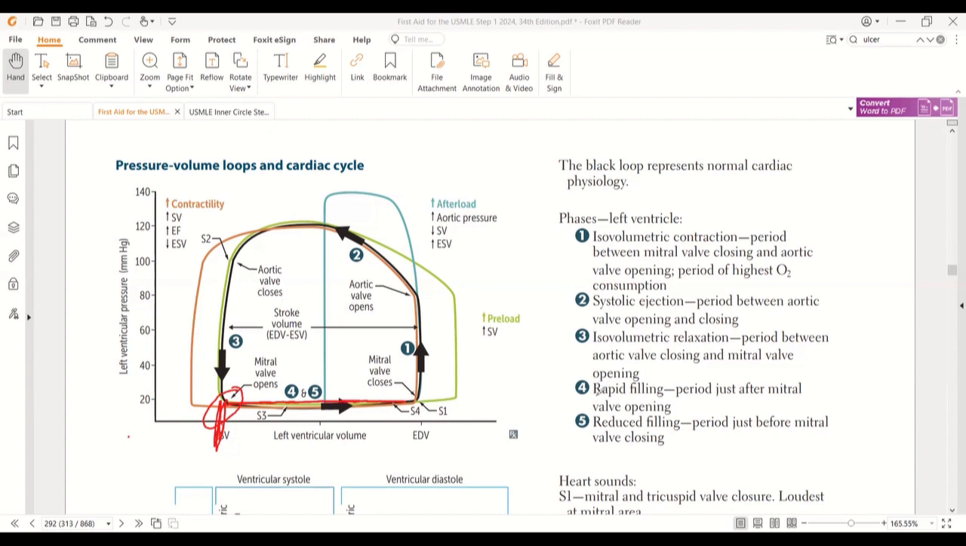Okay, so there are two types of filling. One is rapid filling, and this one is slow filling, reduced filling. The reduced filling occurs just before the closure of the mitral valve, right? So this black curve shows the normal pressure, volume, and cardiac cycle, right?